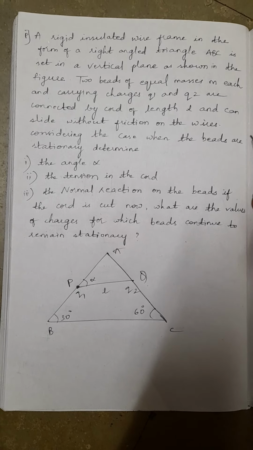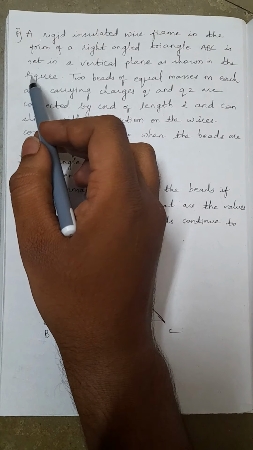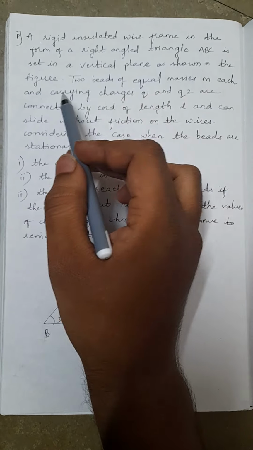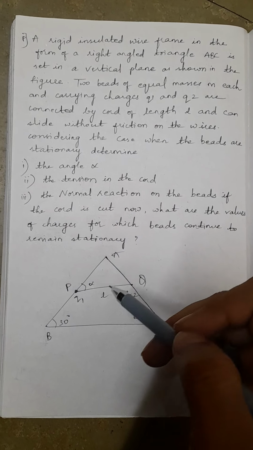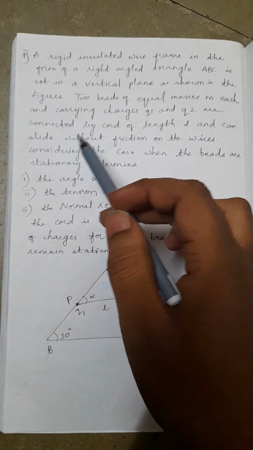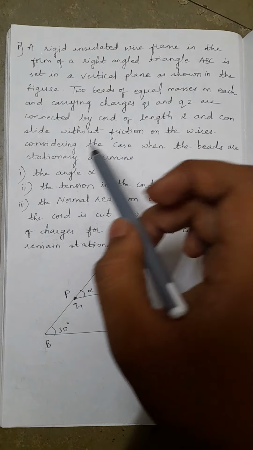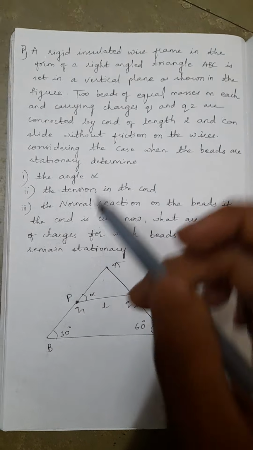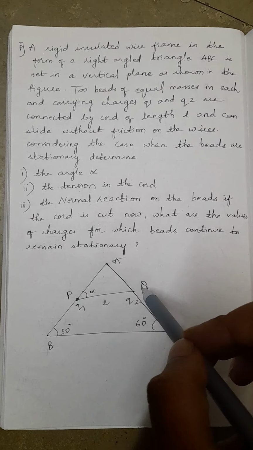A rigid insulated wire frame in the form of a right angle triangle ABC is set in a vertical plane as shown in the figure. Two beads of equal masses M each, carrying charges Q1 and Q2, are connected by a cord of length L and can slide without friction on the wires. These are the two wires, and this is the length of the cord by which the two charges Q1 and Q2 are suspended.